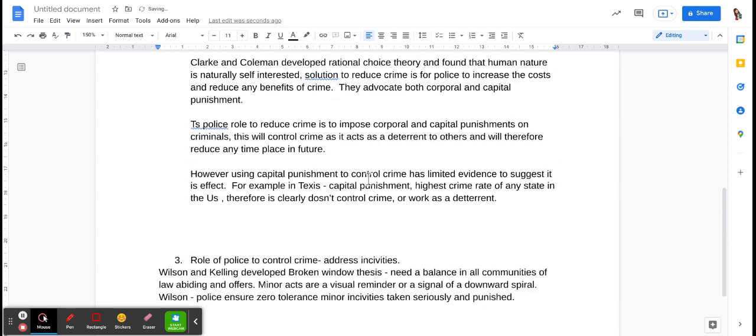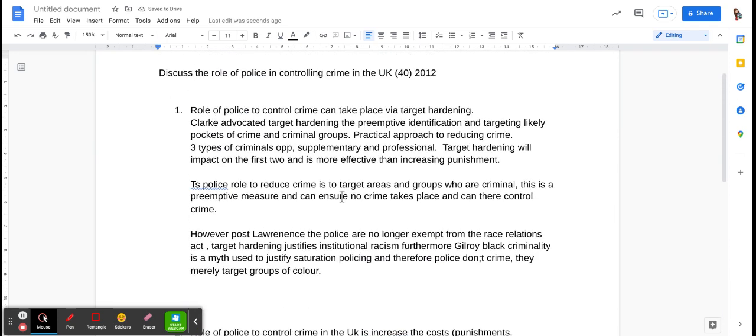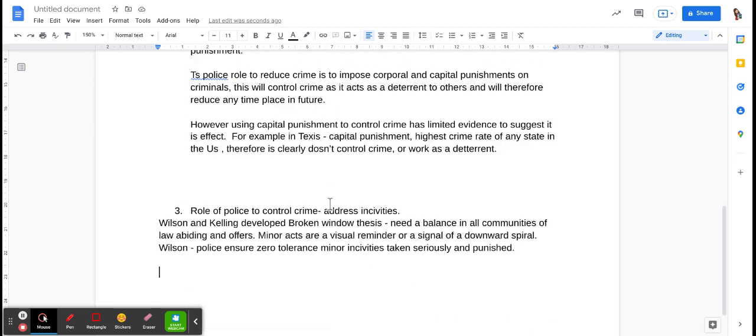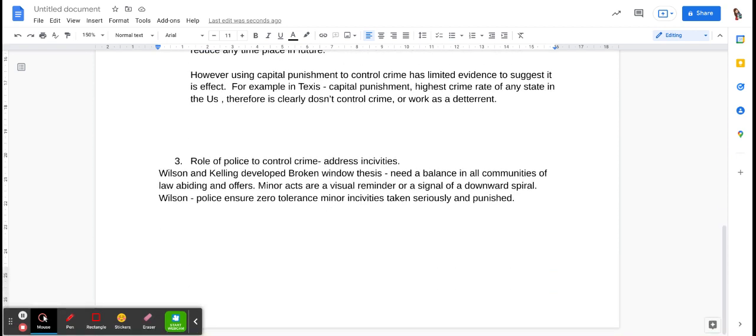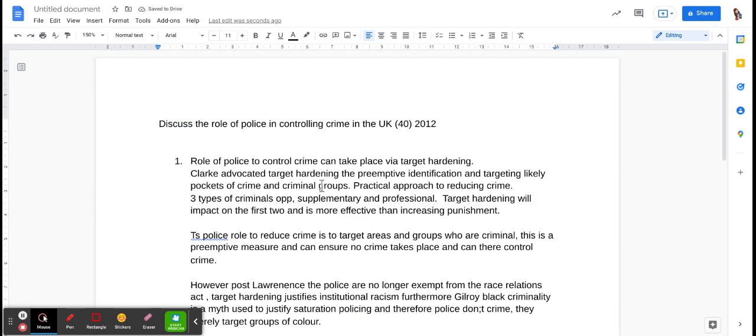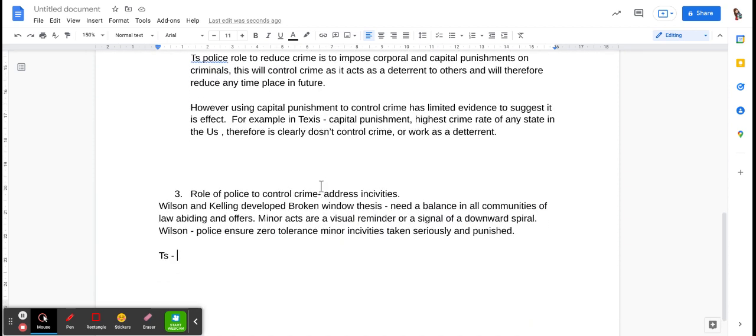These paragraphs are quite short in terms of content, but you have to be quite selective with who you're using. So this shows, again, I need to try and write role of police. Their role is to address incivilities and it will control crime because it will prevent a spiral. So this shows that the role of police in controlling crime is to address all incivilities.